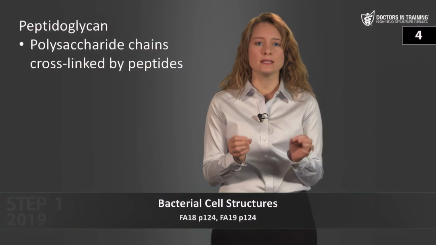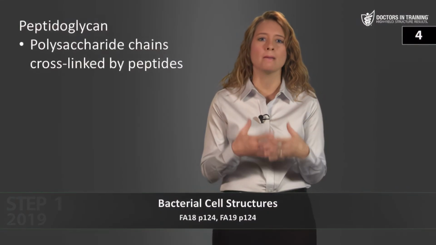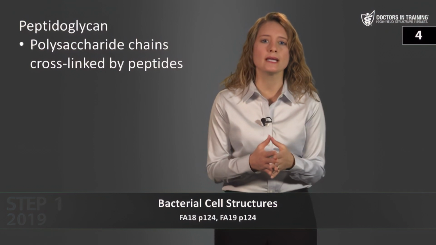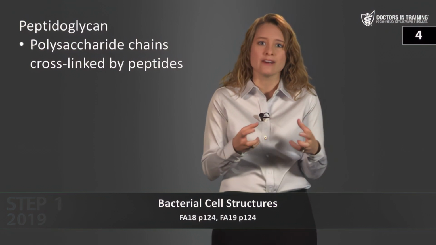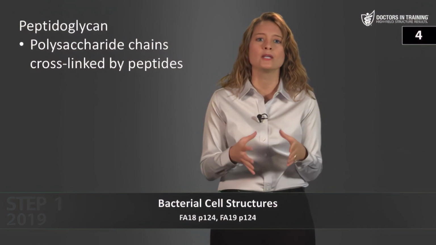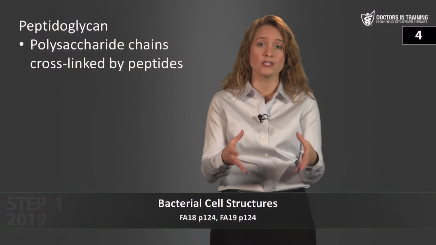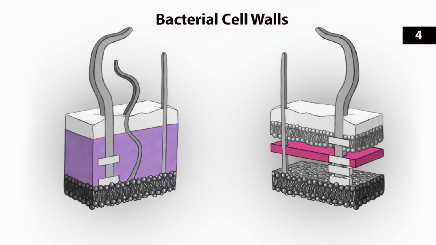Peptidoglycan contains polysaccharide chains that are cross-linked by peptides. The peptidoglycan layer dictates how much crystal violet stain is taken up during the gram stain procedure. In bacteria with a thick peptidoglycan layer, the crystal violet stain is taken up well. The bacterium appears purple under the microscope, and the bacterium is referred to as gram-positive.